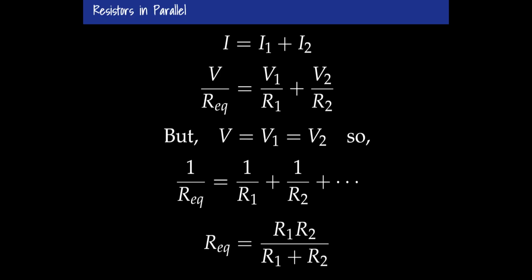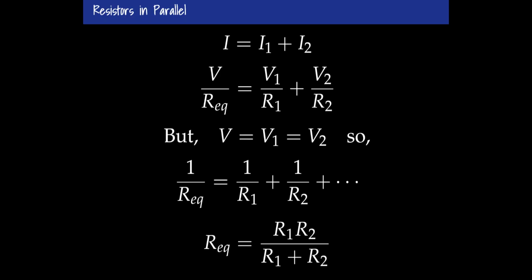Well, if they all see the same voltage, then V cancels, V1 cancels, V2 cancels, and then 1 over R equivalent is equal to 1 over R1 plus 1 over R2 plus 1 over R3, as many resistors as you connect in parallel. It's weird to have an equation that leads off 1 over the thing is equal to. Actually, I'm fibbing a bit because to a physicist, that's not really a strange circumstance at all. But it might be unfamiliar to you.